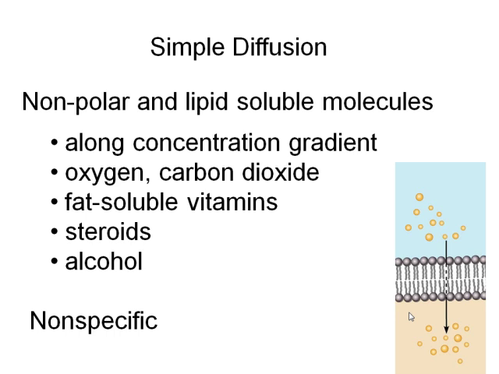Now, this is a non-specific process. All it is based on is size of the molecule and solubility of the molecule. Obviously, we want things like oxygen and carbon dioxide to get into our cells and out of our cells if necessary, and fat-soluble vitamins to get in. Alcohol, though, is damaging to our cells, so if we had a choice, we would probably choose not to let this one through. But because of its solubility and its size, it does enter our cell membranes.